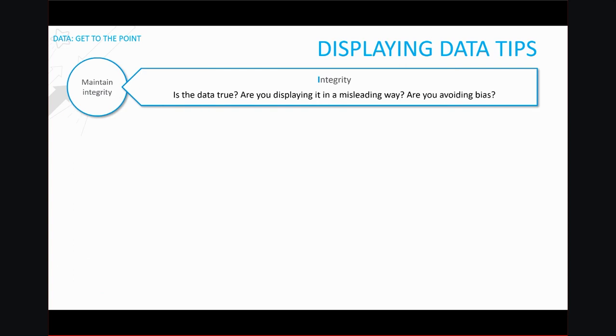Maintaining integrity. Integrity when it comes to data is so important. You have to consider, is the data true? Are you displaying the data in a misleading way? And are you avoiding bias?